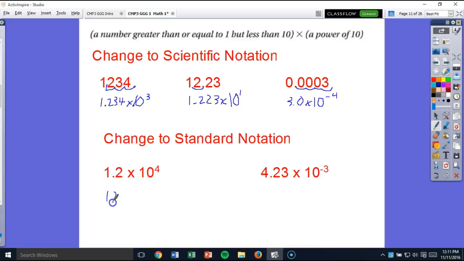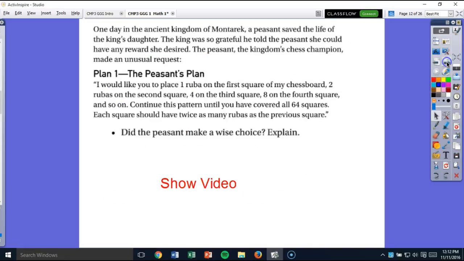Okay. Now these ones here we want to change to standard notation, so we are going to take our number that we had and move it 1 decimal, 2 decimals, 3 decimals, and 4 decimals, so we wind up with the number 12,000. Over here we have 4.23. I'm just going to write the 4, the 2, and the 3. And we need to move, it's 10 to the negative third, so we need to move the decimal to the left 3 places. So we move it 1, and then we have a 0, we move it 2, add another 0, we move it 3. So our number is actually 0.00423. Hopefully that helps you. Do some other practice. We'll get some here with our problem.